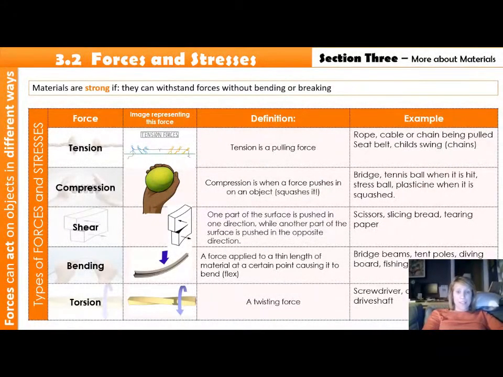Hi Year 11, this is the first of many revision videos for your mock exam. So I'm hoping to cover a few things that we didn't quite manage to get through in lessons. And the first one we're going to talk about today is forces and how these act upon products.